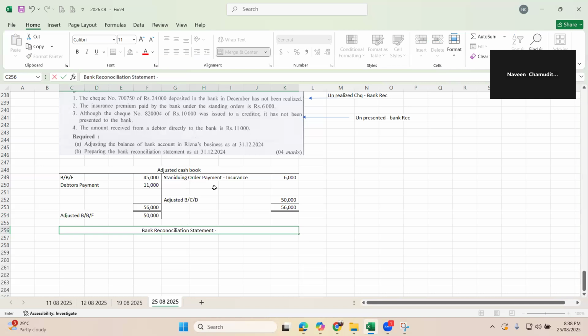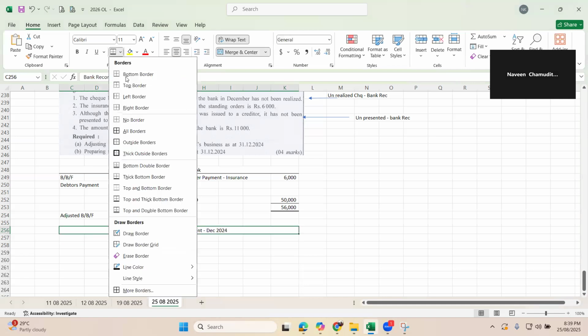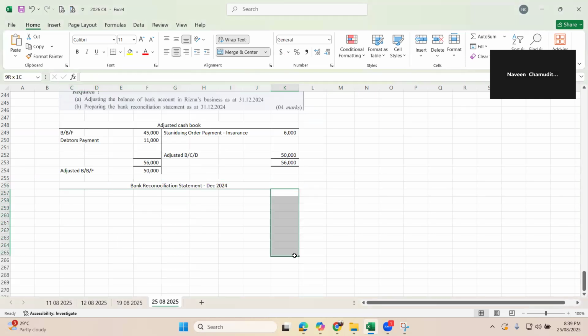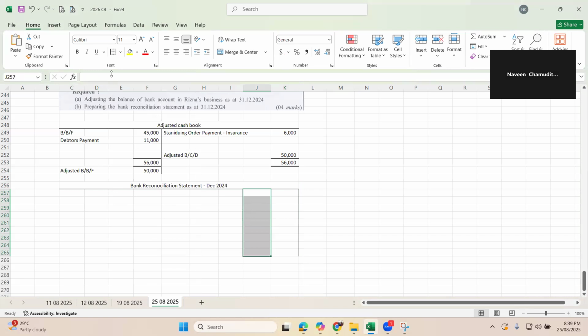Bank reconciliation statement, December 2024. This is again the general format of the bank reconciliation. You start with the adjusted cash book balance, same as the previous question, balance as per adjusted cash book. It came to how much? 50,000. Balance as per adjusted cash book is 50,000.